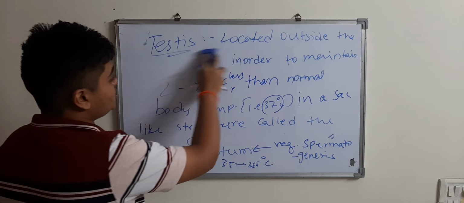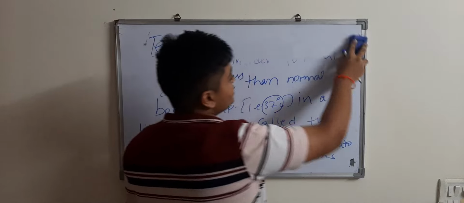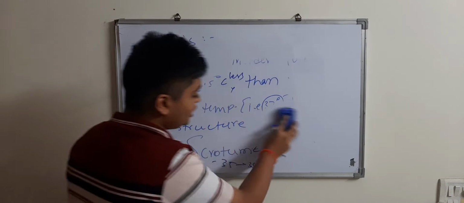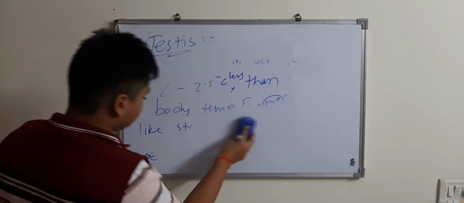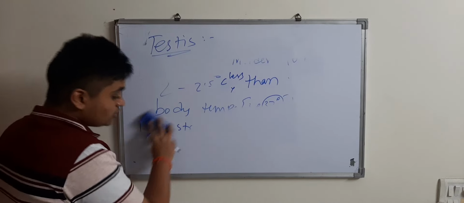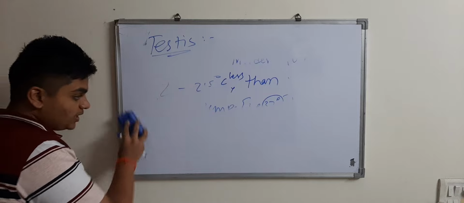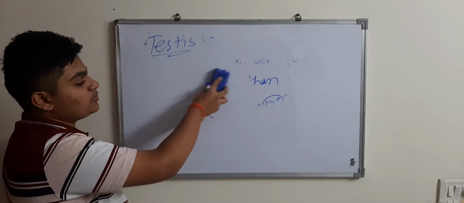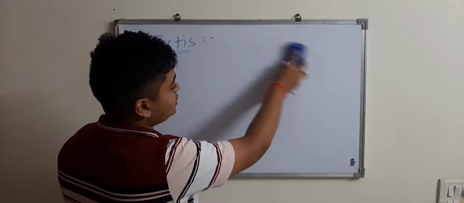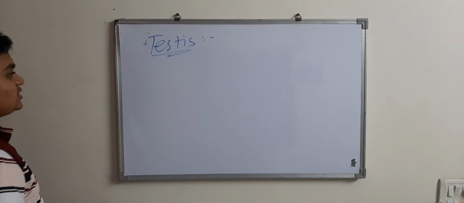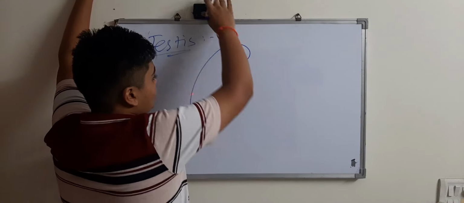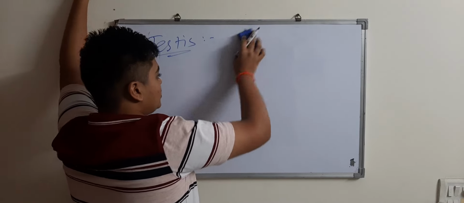Now moving on to the structure of testis. The structure of testis is very easy. It generally contains 250 testicular lobules, in which 1 to 3 seminiferous tubules are there, in which sperms are produced. Got it? Right. This testis is generally divided into compartments.